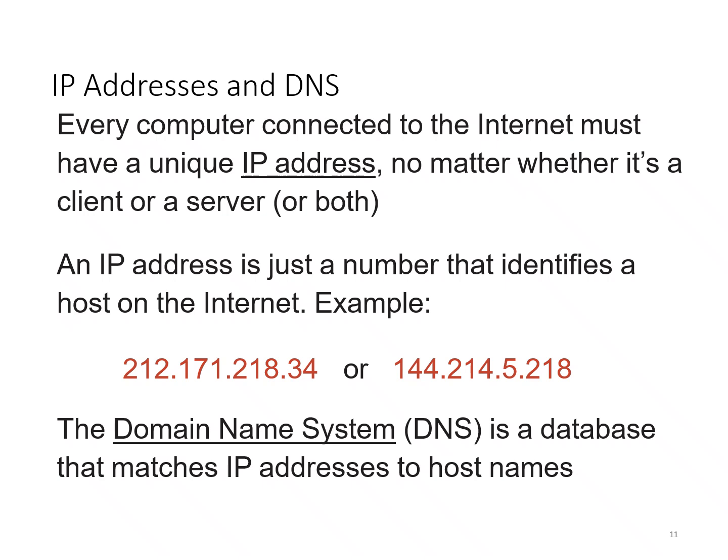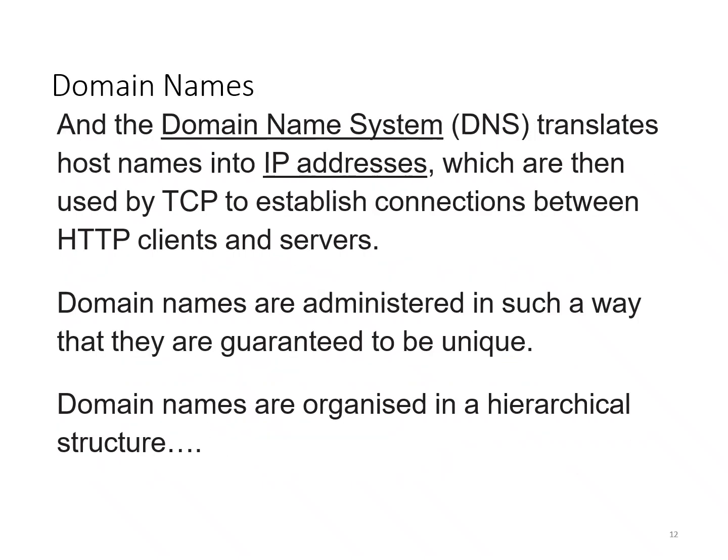IP addresses and DNS. Every computer connected to the internet must have a unique IP address, no matter whether it's a client or server or both. An IP address is just a number that identifies a host on the internet. The domain name system, DNS, is a database that matches IP addresses and domain names. DNS translates hostnames into IP addresses, which are then used by TCP to establish connections between HTTP clients and servers.